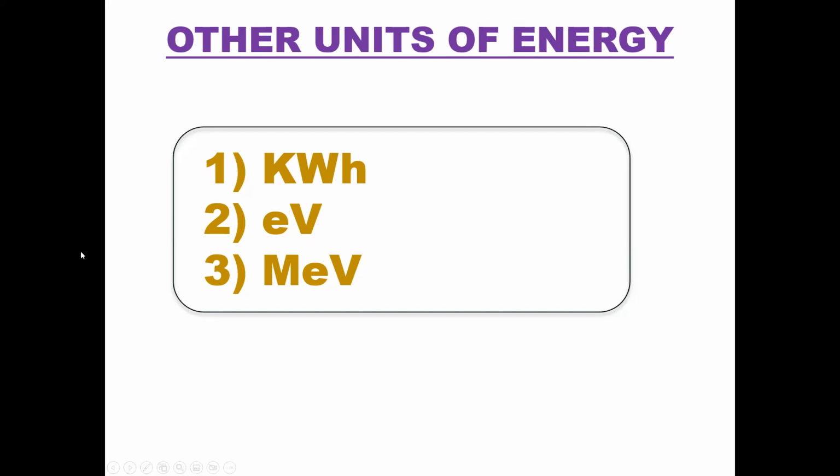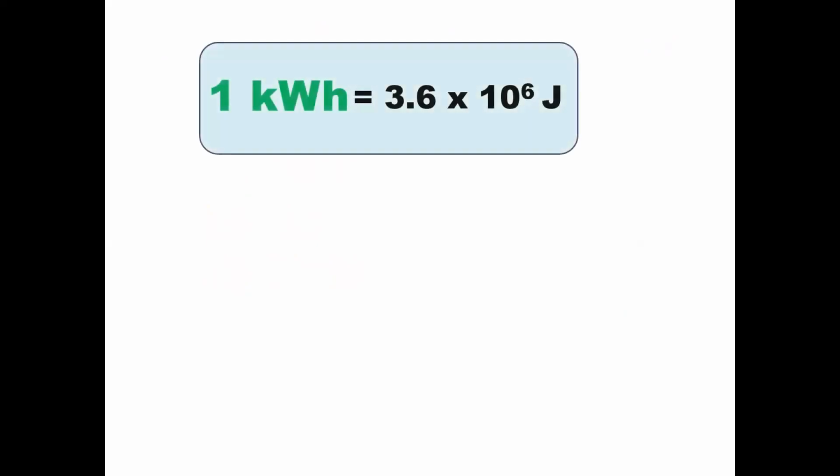Kilowatt hour is used when the energy is big in size. Then logically, electron volt is used when the energy size is relatively small, like electrons, positive particles, negative particles, microscopic particles. Electron volt is used for microscopic particles.